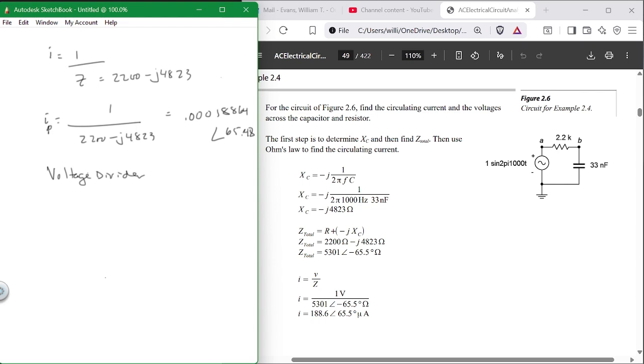Can you use voltage divider? How many of you think you can use voltage divider? If you're awake. No. Yeah, it's cold, I know.